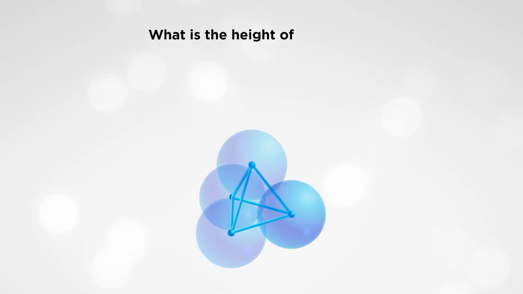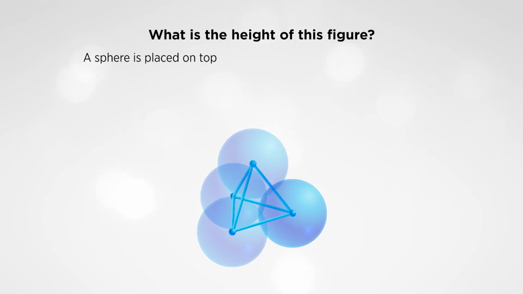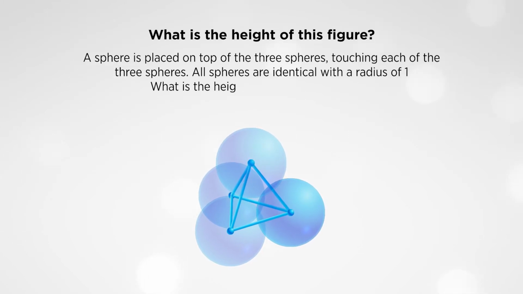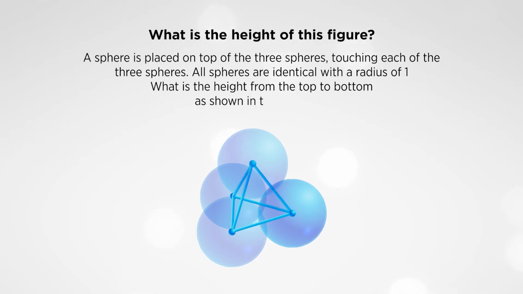What is the height of this figure? A sphere is placed on top of the three spheres, touching each of the three spheres. All spheres are identical with a radius of 1. What is the height from the top to bottom as shown in the diagram?